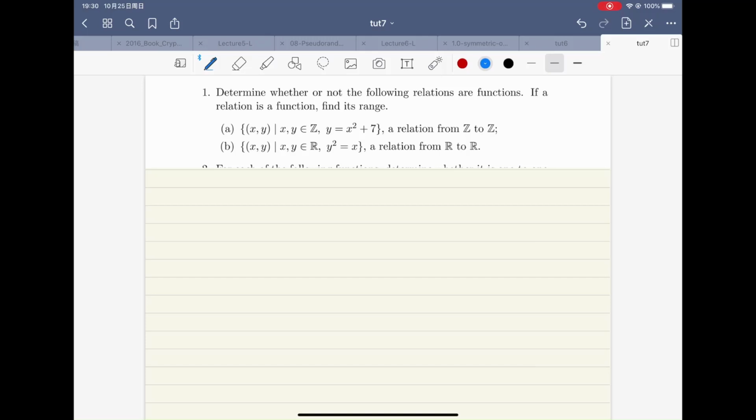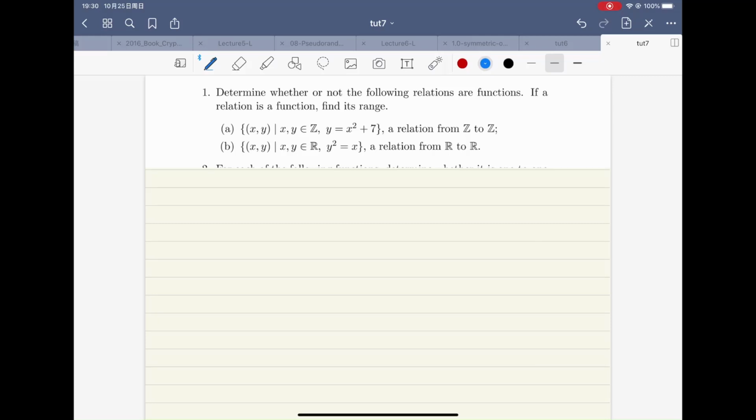Let's have a look at the first question together. Determine whether or not the following relations are functions. If a relation is a function, find its range. So for the first relation, we have an ordered pair (x, y), where both x and y belong to the integers, and y equals x squared plus 7. It says this relation is from integer to integer.